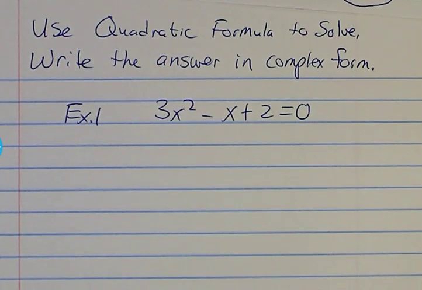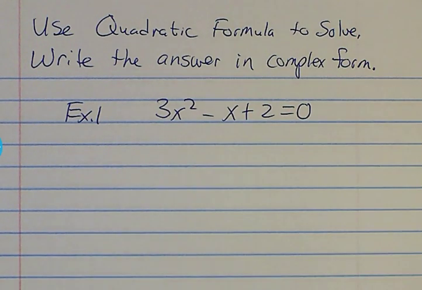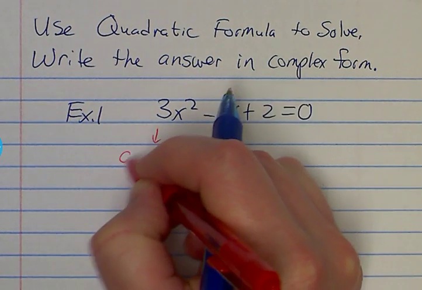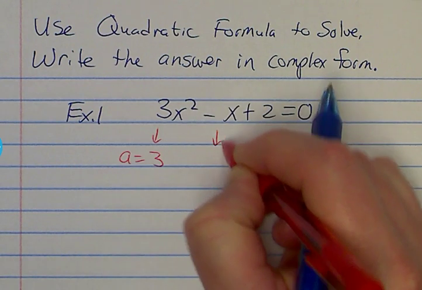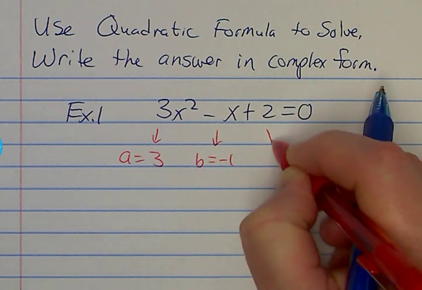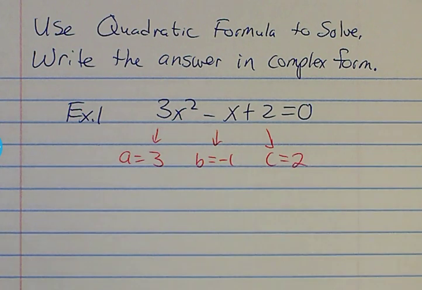Okay, so we're going to use the quadratic formula to solve, and we're going to write that answer in complex form. It is a quadratic, so almost every single time when they're written like this, you've got to tell me what the A and the B and the C values are. So A is 3, B is -1, and C is 2.